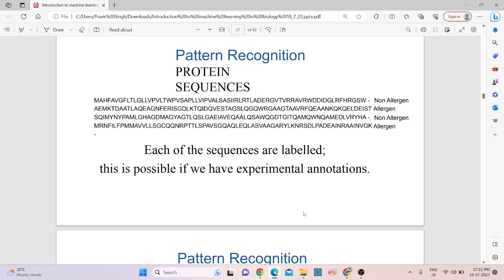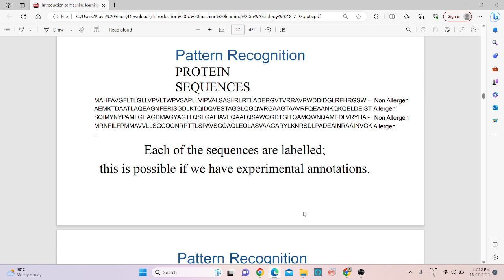Right. We talked about supervised and unsupervised learning. Let us come back to it a little more clearly. So for the four sequences, for the first sequence, we know from experimental annotation, it's not an allergen. The second protein sequence, we know it's an allergen. Third is a non-allergen, fourth is an allergen. So that means from experimental annotation, for every sequence, we know their functionalities.